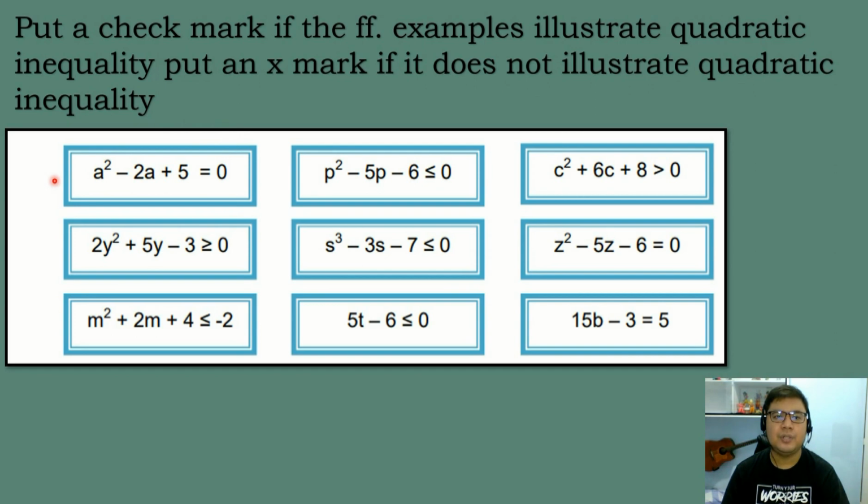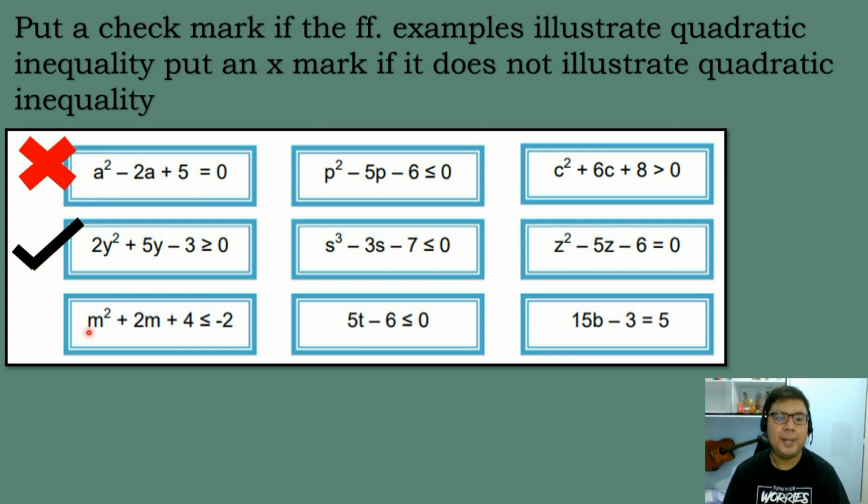The first equation is a squared minus 2a plus 5 is equal to 0. So it is raised to the second power, then we have an equal sign. Therefore, it does not illustrate a quadratic inequality. Then, for our second example, we have 2y squared plus 5y minus 3 is greater than or equal to 0. So we have an exponent 2 on our quadratic term, and we have a symbol which is greater than or equal. So therefore, this illustrates a quadratic inequality.